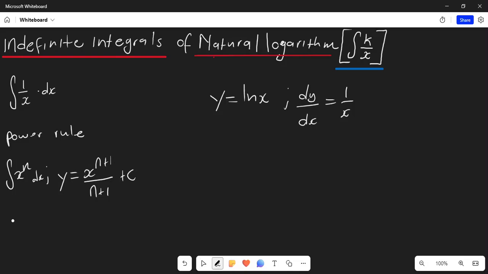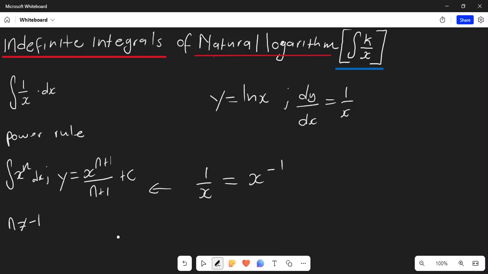But remember, the power rule, guys, you can only use it when n is not equal to -1. So when we have 1 over x, remember, this is the same as x to the power of -1. So we cannot use this rule here to integrate. So we have to use the natural log to integrate.